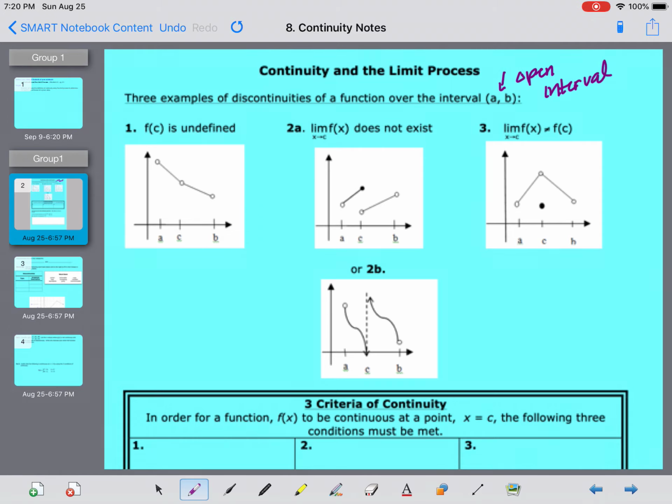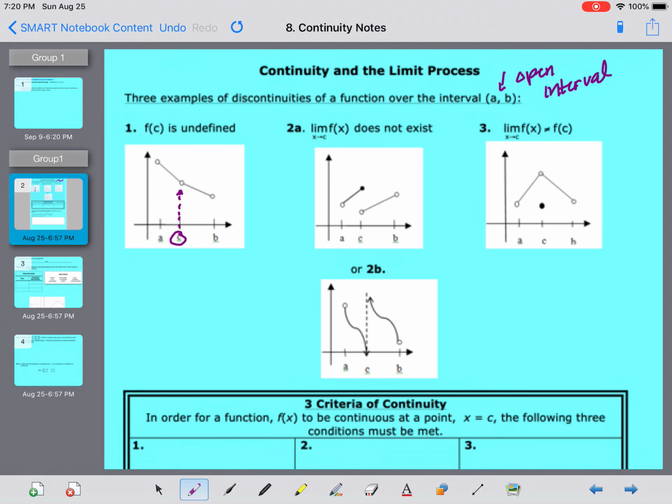So three big things that we look for with continuity are on these pictures below. The first one is that our function is undefined. One of the types of discontinuities is because our function is undefined. If we look at our C value, and we go up, that open point means our function is undefined. So that is a discontinuity, and we can see that easily from the graph.